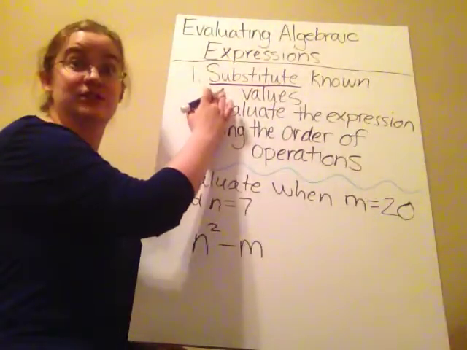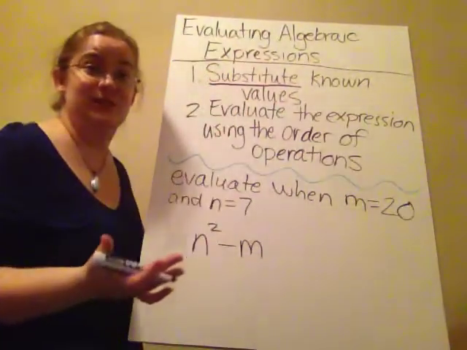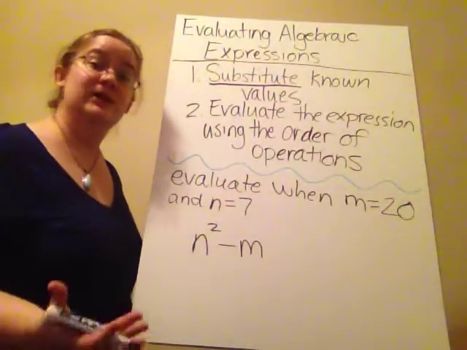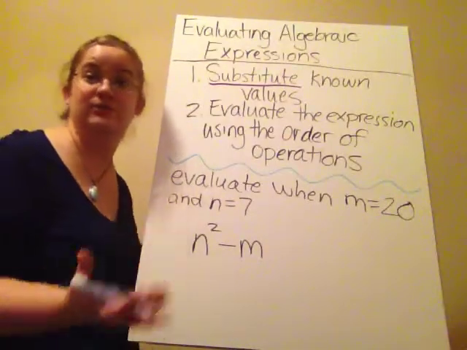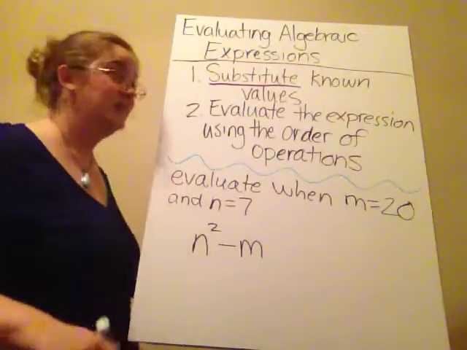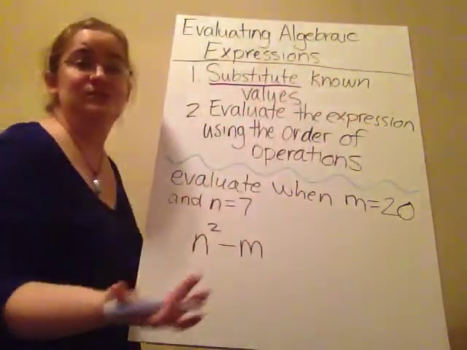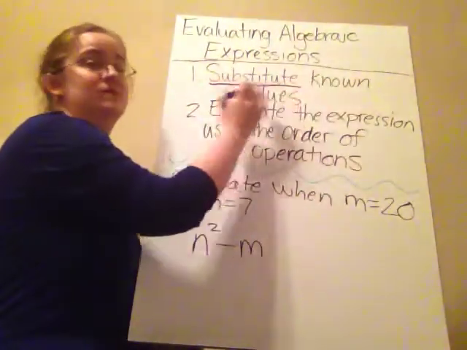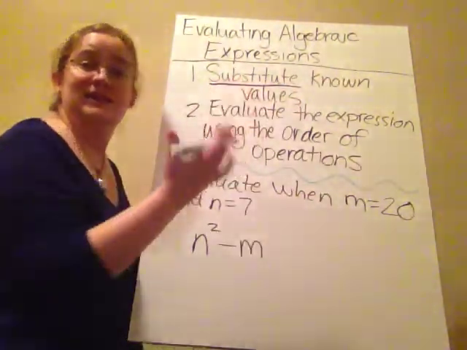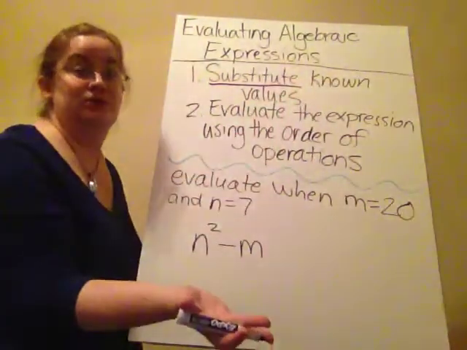The first thing that we have to do is substitute known values. Well, substitute is a big fancy way of just saying replace. If you think about it, when you get a substitute teacher, you get a teacher that replaces your teacher for a day or two or three, whatever it is, and then your teacher comes back. The same thing's true here. Known values just means they've told us what it is. So when I substitute known values, that means I'm replacing any letters, any variables that I see with the numbers it tells me to. Okay?